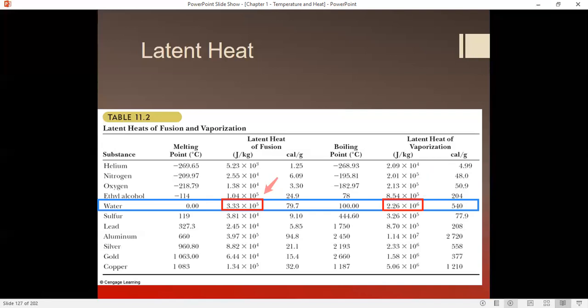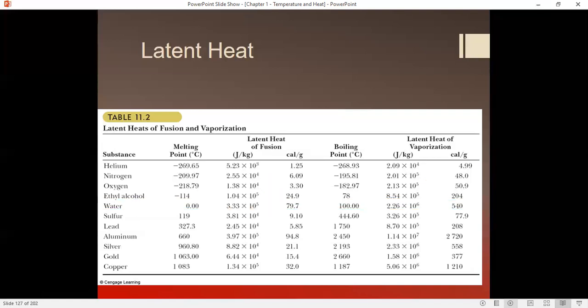And again, this is where hurricanes get their energy. This is where we are able to cool off. This latent heat of vaporization allows us to transfer a tremendous amount of energy just through this phase change, just by vaporizing water.